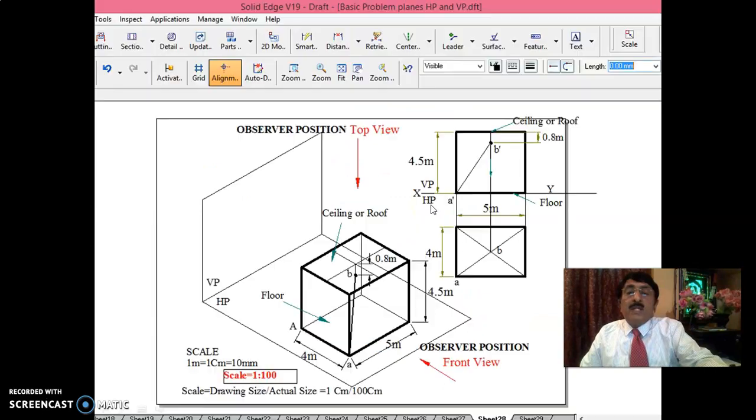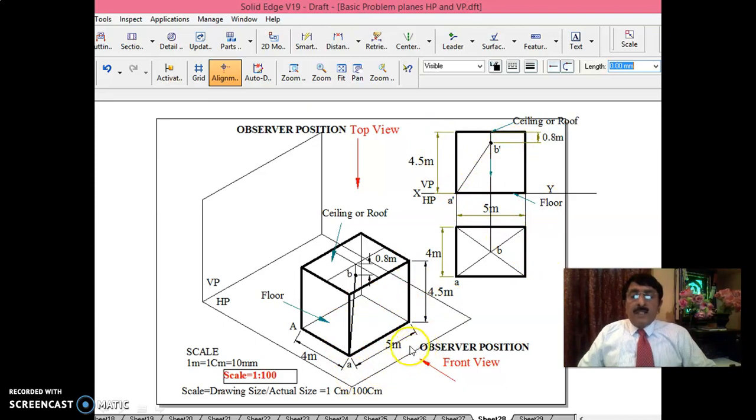What I'm telling you here is about some of the other problems they give in the exam. Let us say the room measures length, breadth and height. You take it in this way only. Length is always parallel to the XY line, 5. Breadth is always perpendicular to the XY line, 4. Height 4.5 is seen in the front view. That is, length and height can be seen in the front view, 5 by 4.5.